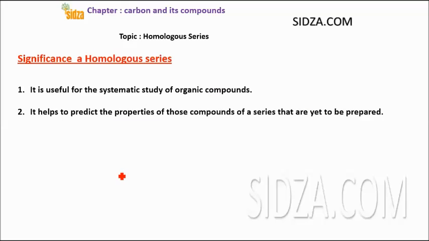Fine. Now the next point is, what is the significance of a homologous series? The first point, it's useful for the systematic study of organic compounds, right? It's a more efficient way of studying organic compounds. The second point is, it helps to predict the properties of those compounds of a series that are yet to be prepared, because we can predict what will be the property of a compound that is yet to be prepared.